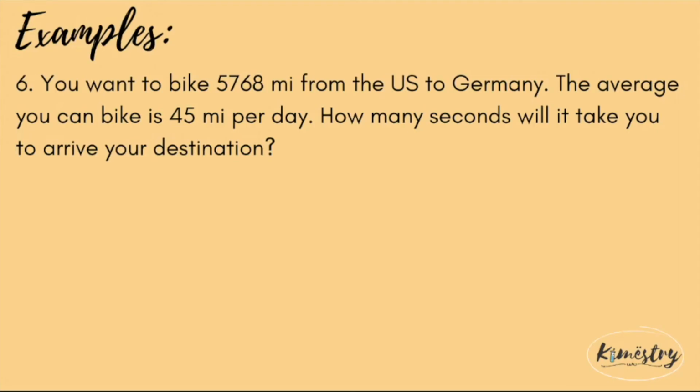Like what we've been through so far, what I'm going to do is just read the question carefully, note down what the question is asking about, and write down what is given to me. In this case, they ask for how many seconds, and then they give me 45 miles per day, and they give me 5,768 miles. In that case, I know I'm going to cancel mile, and then I have to use other conversion factors that would get me from day to second.